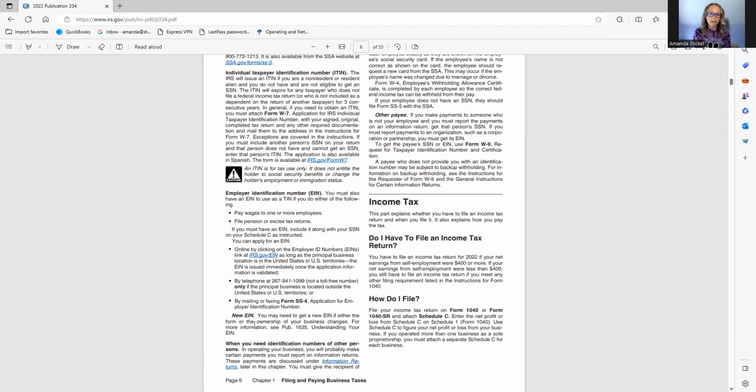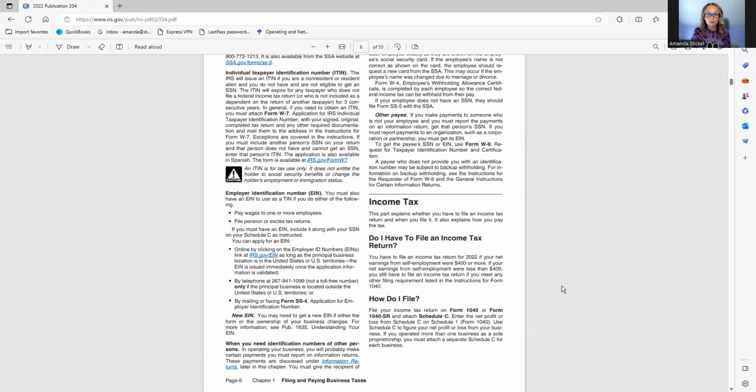New EIN. You may need to get a new EIN if either the form or the ownership of your business changes. For more information, see Publication 1635, Understanding Your EIN. So if you start as a sole proprietor and then go to a partnership or an S Corp, there may be a situation there where you need to get a new EIN.